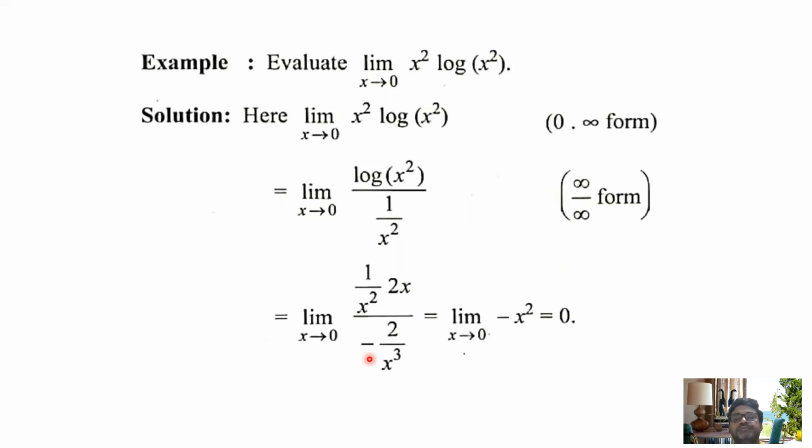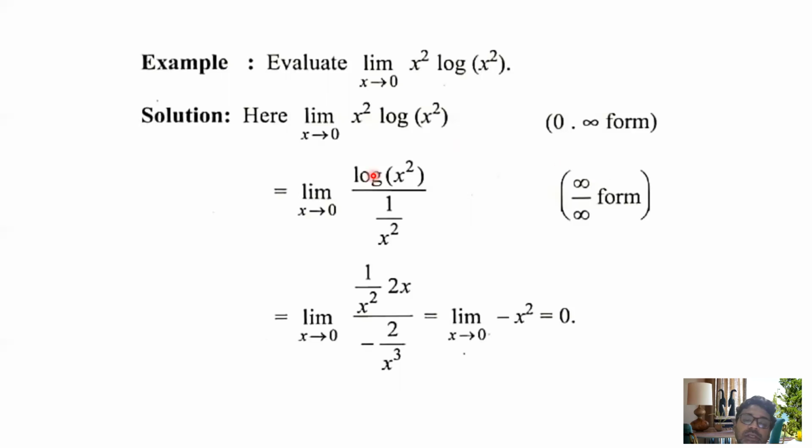Another example: limit x tends to 0, x to the x square log of x square. Okay, so in this problem, x to the power 0 means 0 and log 0 means infinity. So you have a 0 into infinity form. Same way as the previous problem, log of x square by 1 by x square is an infinity by infinity form.